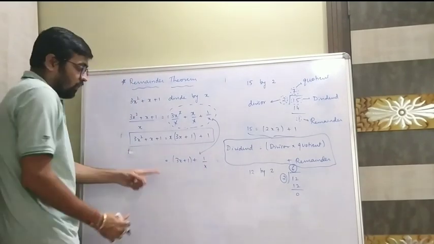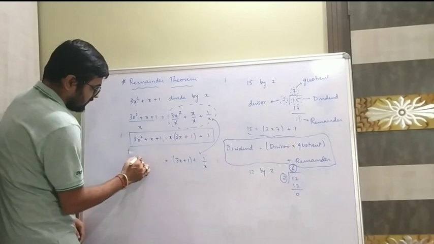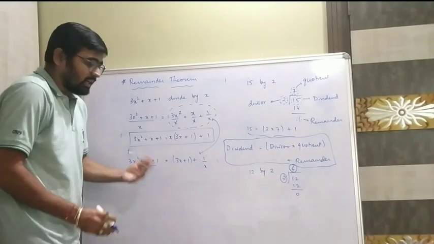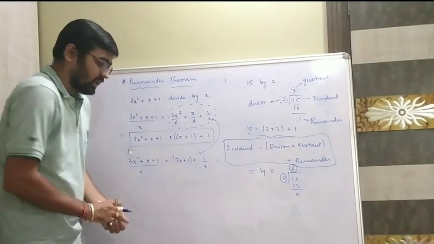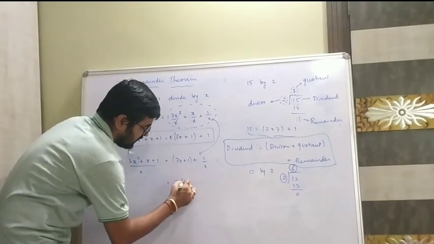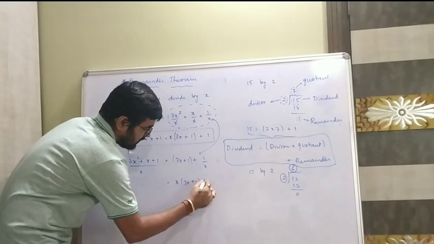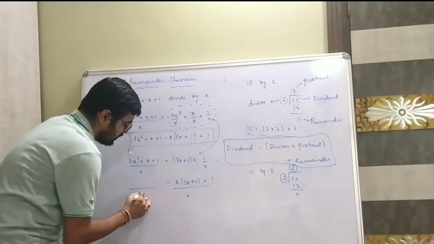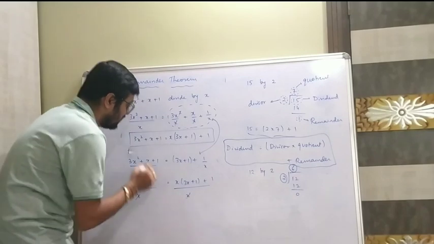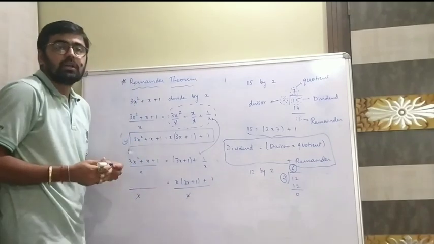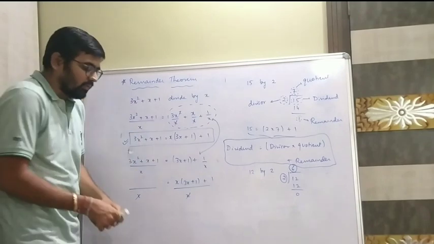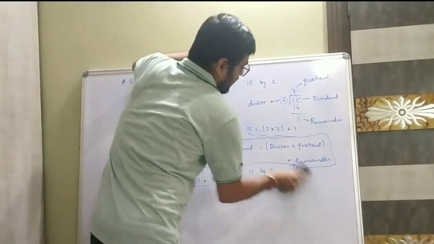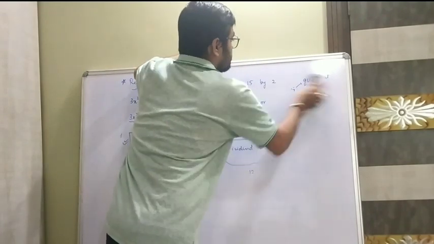Something like this. What is the left hand side term? 3x square plus x plus 1 by x. What I did is I took LCM over here, and if I take LCM, this becomes x into 3x plus 1 whole divided by x. And here also the denominator is x, these two get cancelled, so I get this required term. Now it may be difficult for you to understand in a single way, so let me put it in another way as well. Let me put it like this.